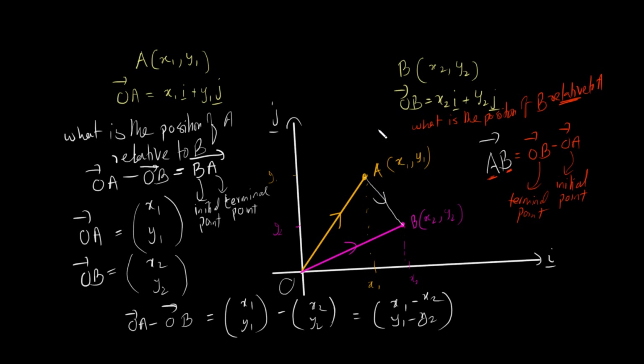So in other words, you can say that AB is going to be OB minus OA, or in other words, B minus A, B generally representing the position vector OB, and A representing the position vector of A. So AB is basically B minus A. So the vector AB, we call it B relative to A.